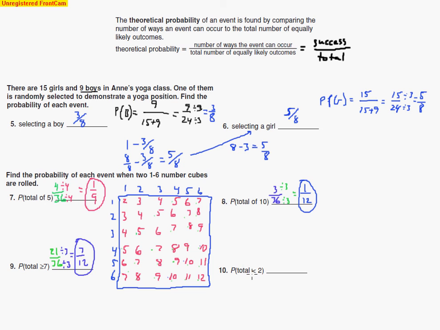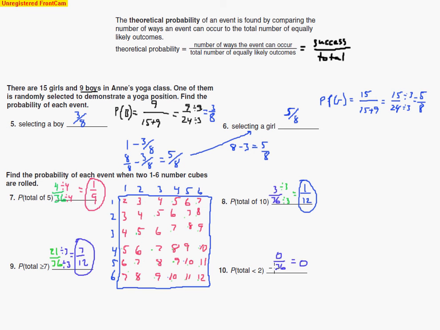Total that is less than 2. Oh, do we have any numbers less than 2 when we roll 2 dice? 2 is the smallest, so no, we don't. We have 0 over 36, which would just be 0. So that's an impossible event. Remember, probability ranges from 0 to 1. 0 is impossible. 1 is a certain event.